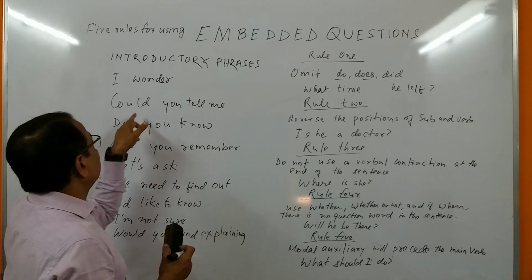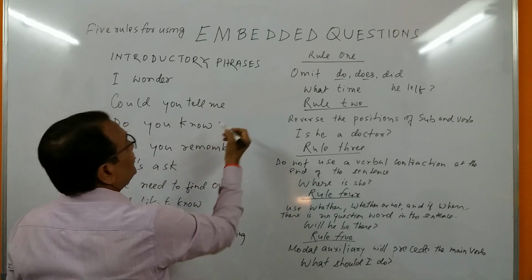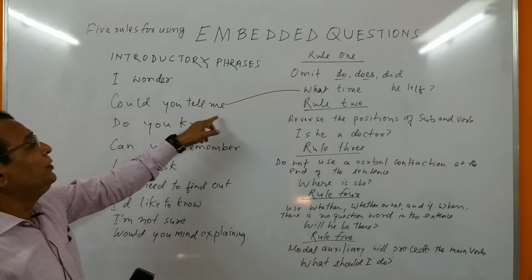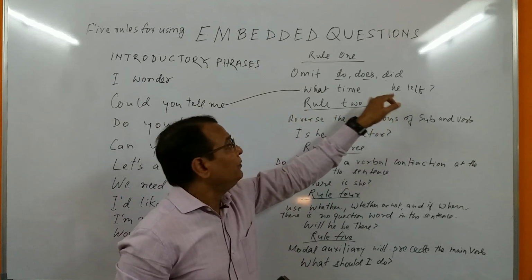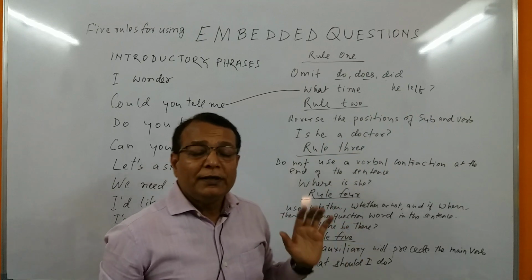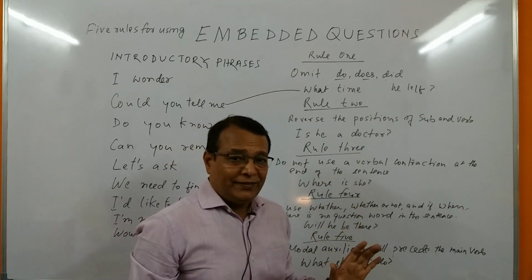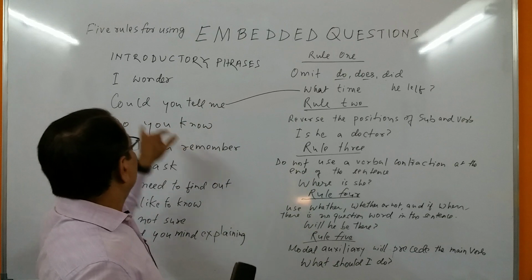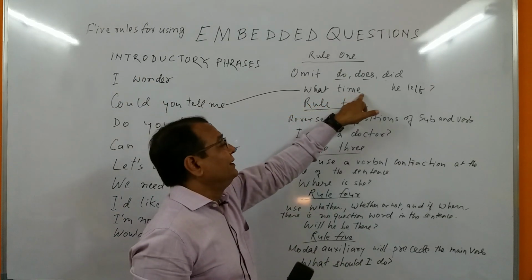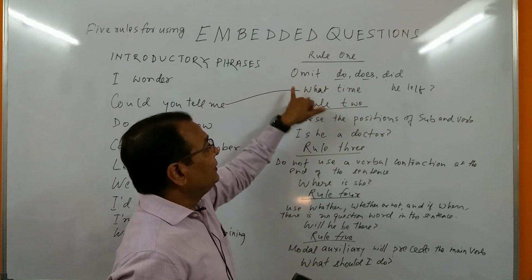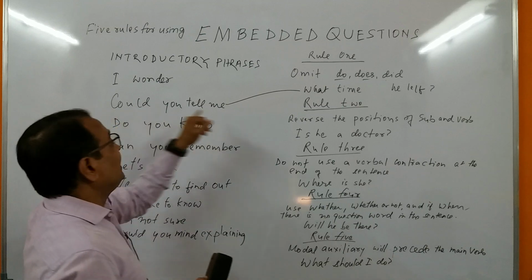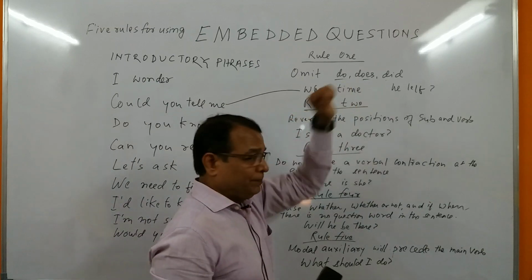Now suppose I'm just connecting this with this. Could you tell me what time he left? Now if you say, could you tell me what time did he leave, then it's going to be a grammatically incorrect sentence. So what is the best way? You are just using these ready-to-use phrases and then you are making a change here. So the direct question was: what time did he leave? Now I am making: could you tell me what time he left?